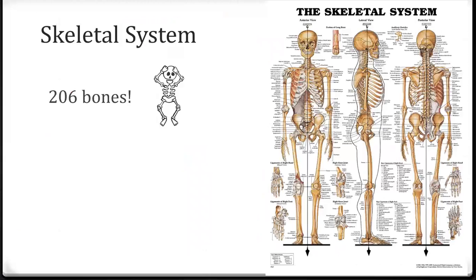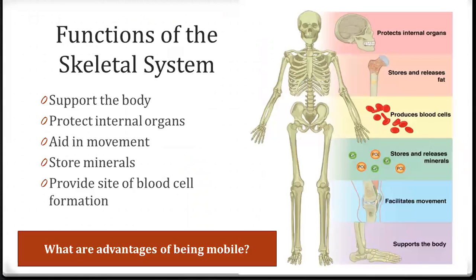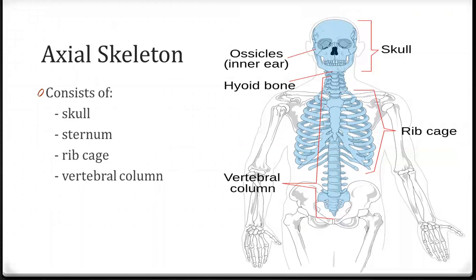Okay, so I got rid of some of the pictures that we're going to see just to kind of save space. So moving down, functions of the skeletal system: they support the body, they protect your internal organs, aid in movement, store minerals, and this is the site of blood cell formation. Okay, the axial skeleton consists of the skull, the sternum, the rib cage, and the vertebral column. So it's kind of like that main core of your body.